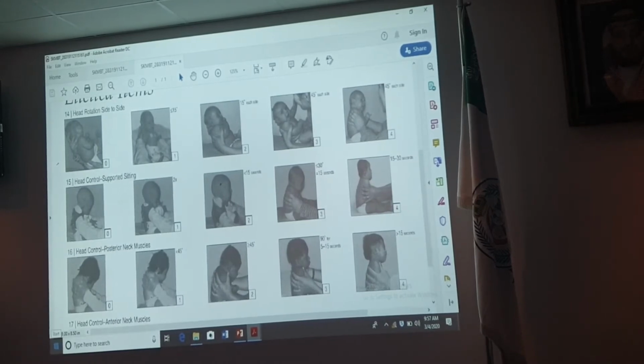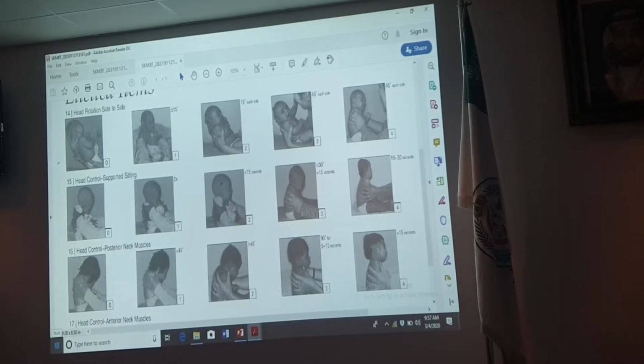I always open the PDF file. I stay with this. Now this thing. Okay, second one, 15. Head control supported sitting. So you look for the head control while making the baby sit with the support. So you support the baby and you look at the head control.